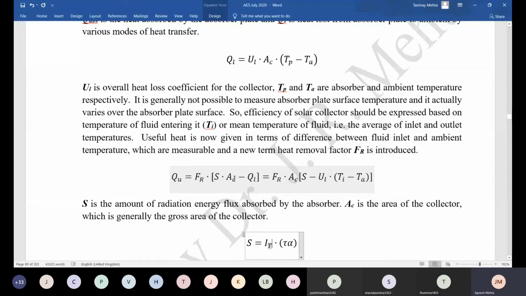This is what is absorbed by the absorber plate, and then some part is lost by different modes of heat transfer. Okay, so this QU, when you want to change this temperature, TP with TI, you are putting FR. The definition of FR would emerge later. So this is the heat removal factor, and this is the energy falling on the absorber plate minus the energy that is lost. Right now, I can take this area of the collector out of the bracket.